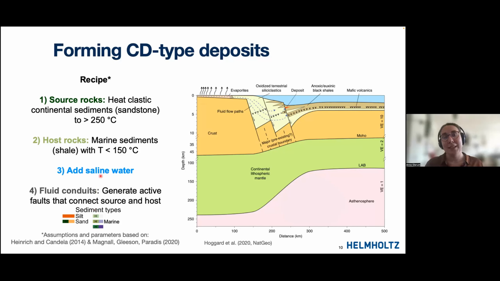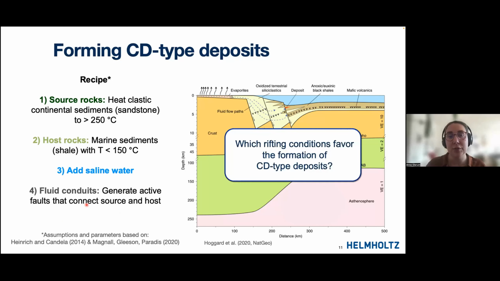We also need the saline fluids. These we'll have to imagine in the results. And then the fluid conduits, they will be the faults, and they will be colored in grayscale. All right, so with the numerical models, we can then answer the question, which rifting conditions favored the formation of CD-type deposits?